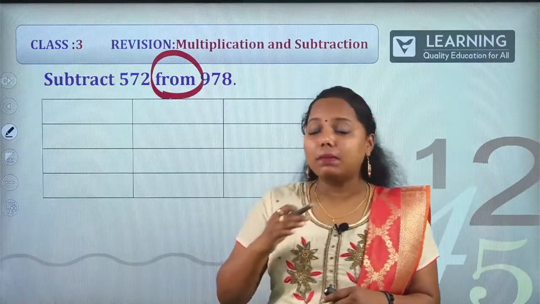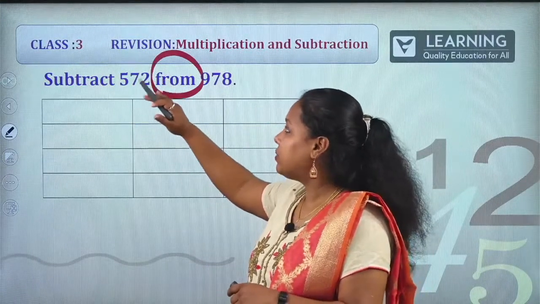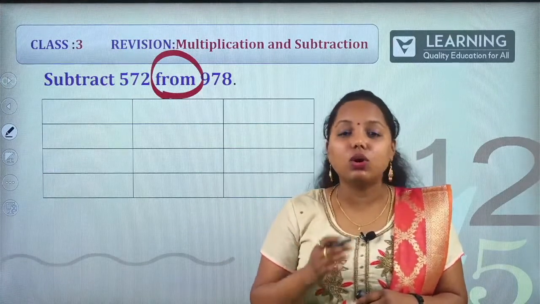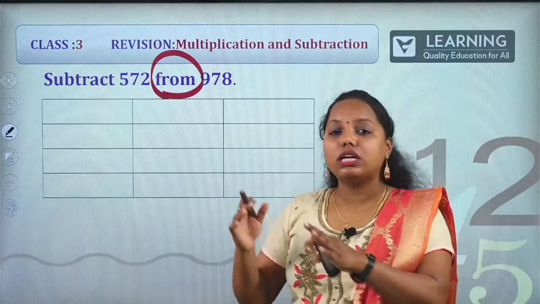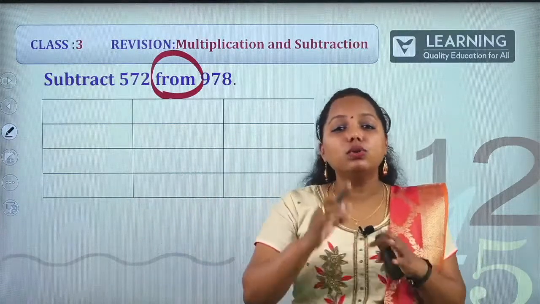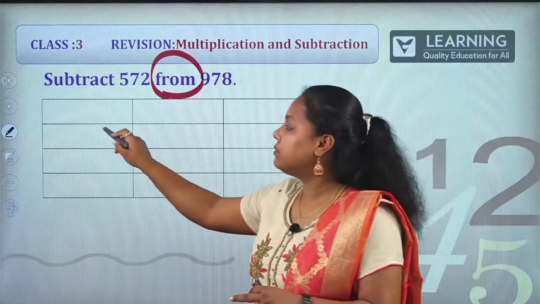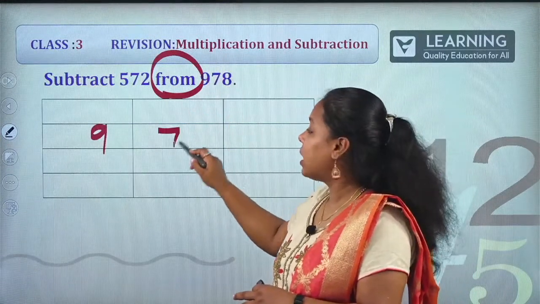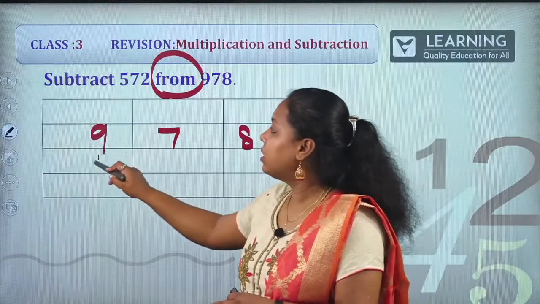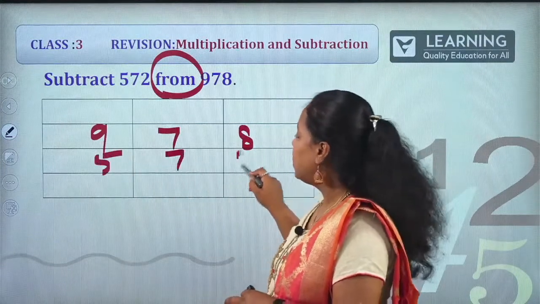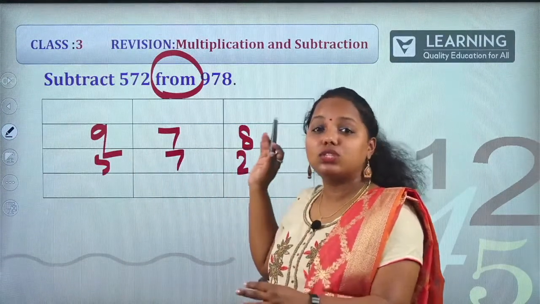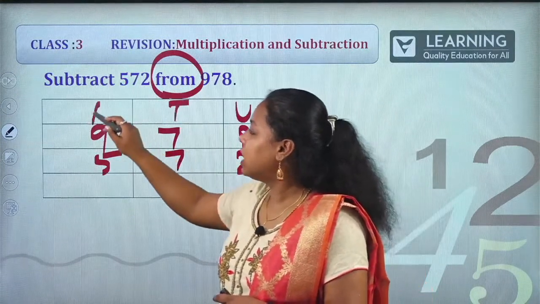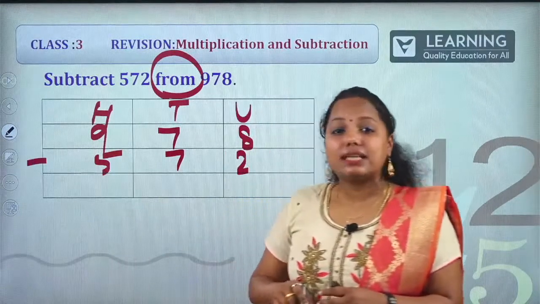It is from. Solve 572 from 978. Whenever the question is given with from, you have to make sure that the last number comes as the first number. That is, it has to be the first one. So, the last number is 978. So, 978. What is the next number? 572. If it is 2-digit, make sure that you start from the units place itself. What are the place values? Units, tens, hundreds. Now you have to subtract.